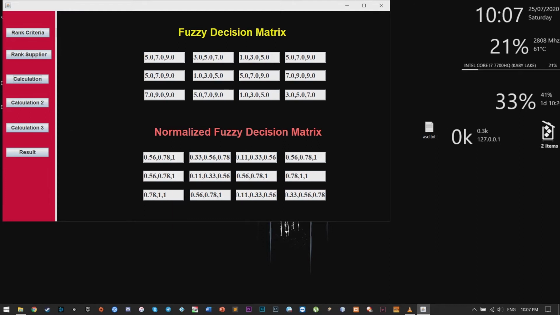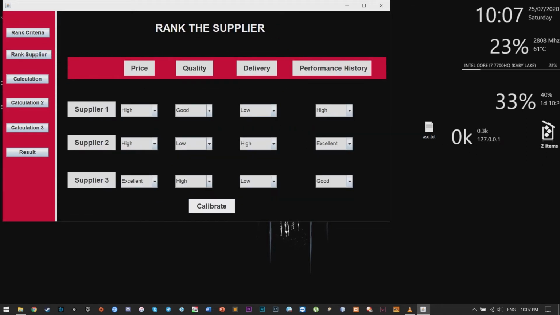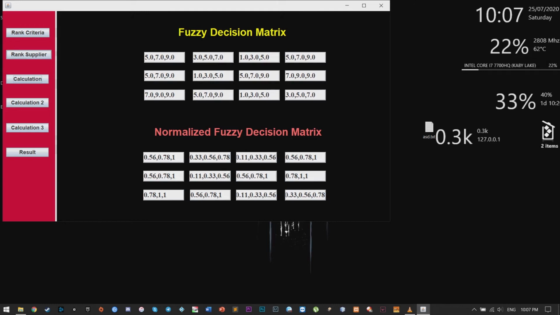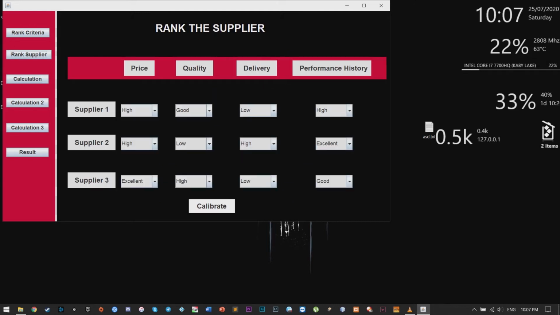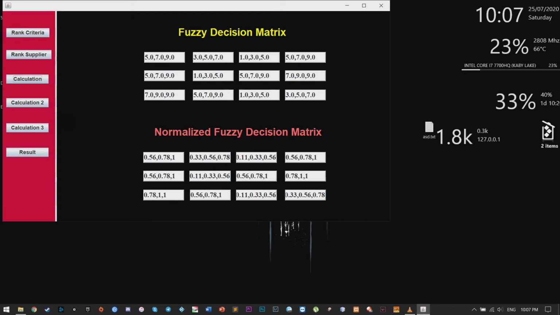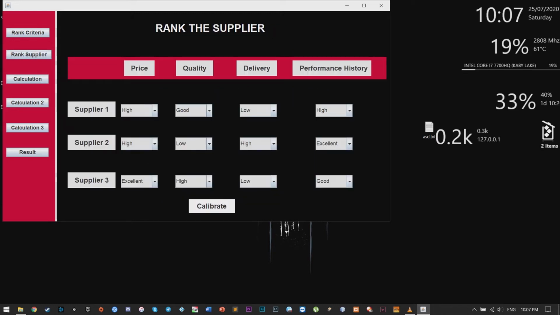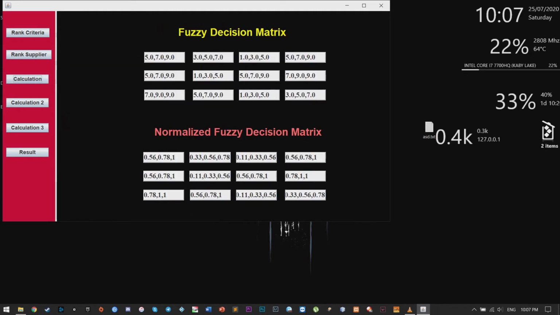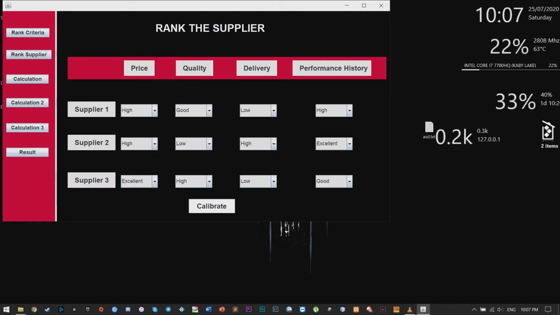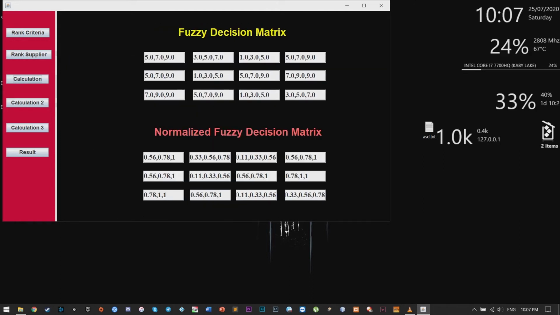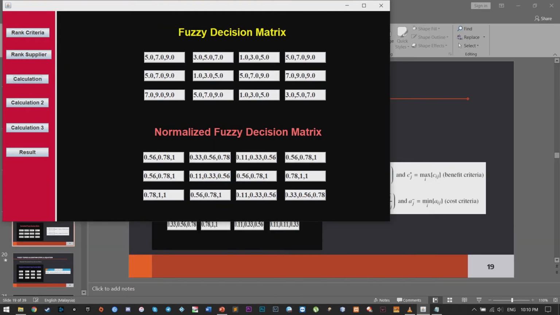Okay, first thing first is to convert the linguistic term to the fuzzy decision matrix. As for the high, it will be 5, 7, and 9. The good term will be 3, 5, 7. The low will be 1, 3, and 5. And the excellent will be 7, 9, 9. So next is the normalized fuzzy decision matrix.